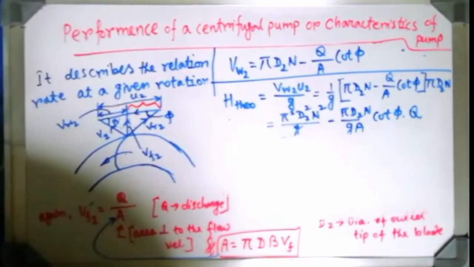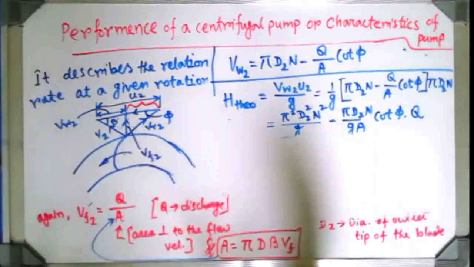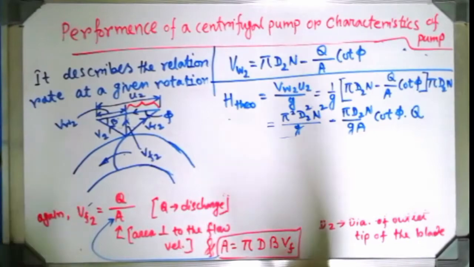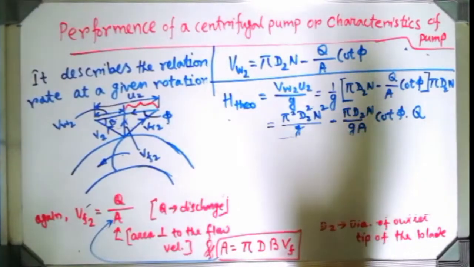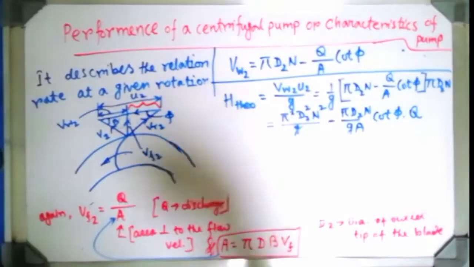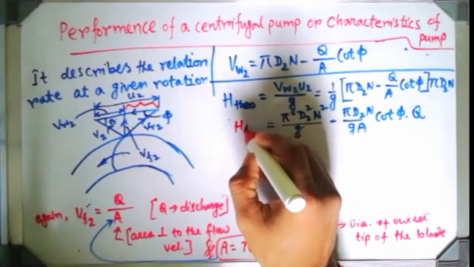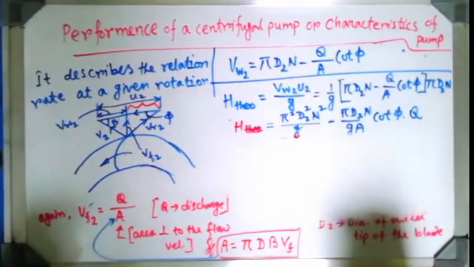What am I trying to establish? I am trying to establish an equation by which we can plot the variation of H with respect to Q. That is the objective over here. Now after getting this expression, it is related to H theoretical because there is no slip.